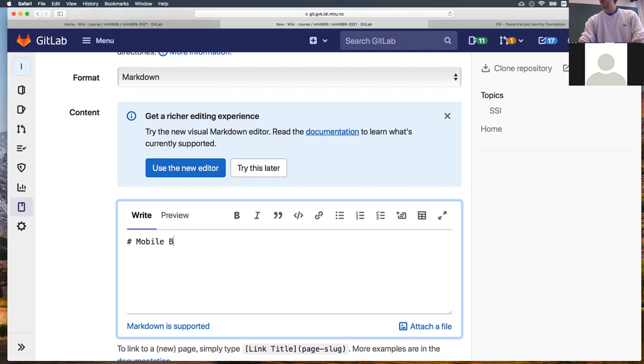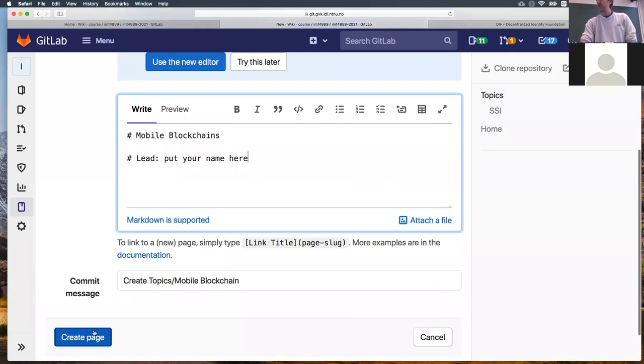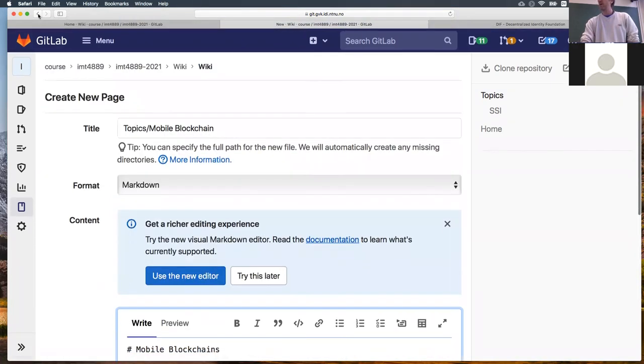And then you start by setting up the title, mobile blockchains. And then the important thing is that you say who you are, right? So who will be the lead for that topic? And you put your name here. And then you save it. You create a page and then it will show up.